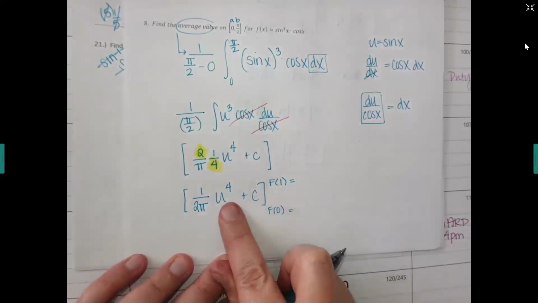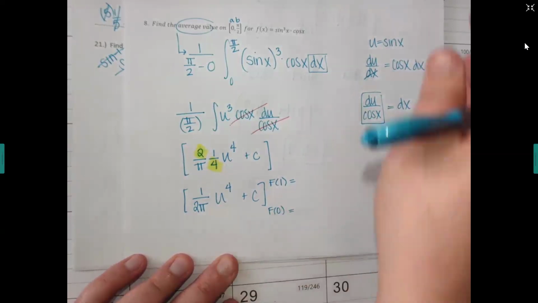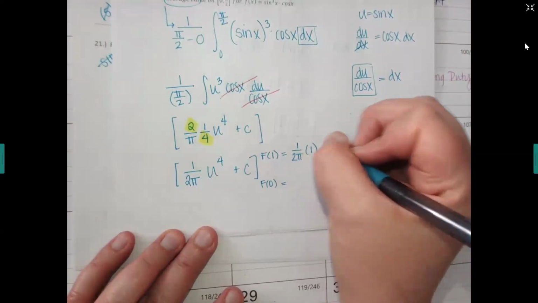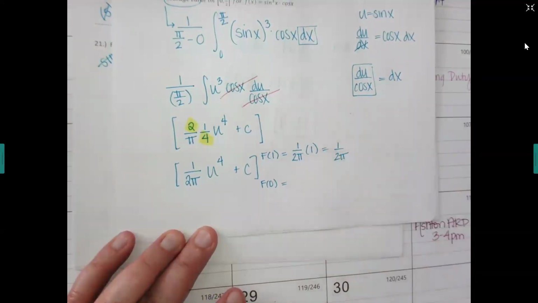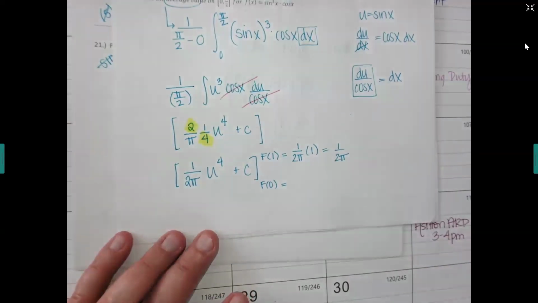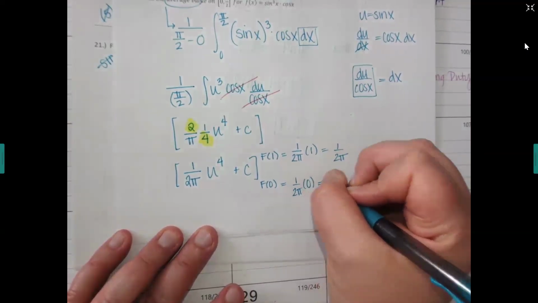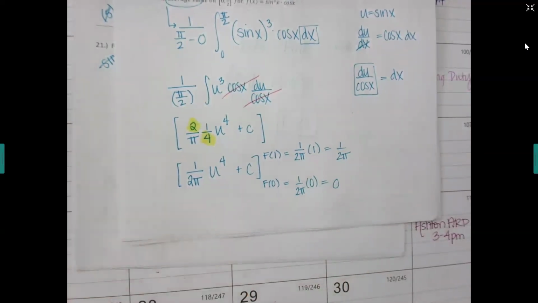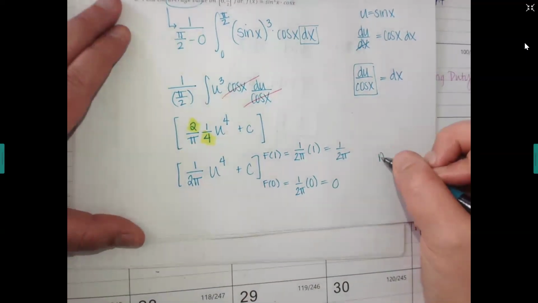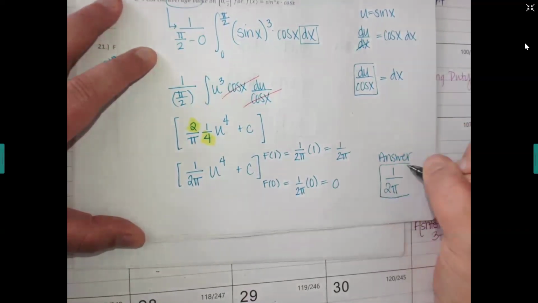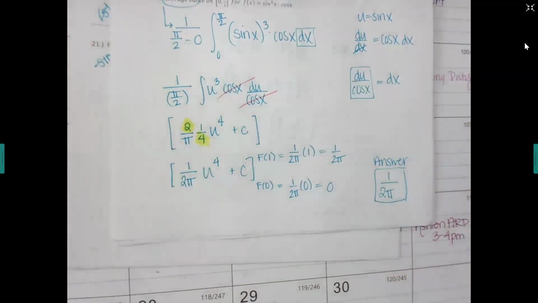So if I do my 1 first, what's 1 to the 4th power? Still 1. Times it by 1 over 2 pi. And it would just be 1 over 2 pi. Plug in the 0. What's 0 to the 4th? Still 0. And 0 times anything is 0. Then remember, I do this minus that. My final answer will be 1 over 2 pi. Because if you subtract those, obviously the 0 doesn't matter. Okay?